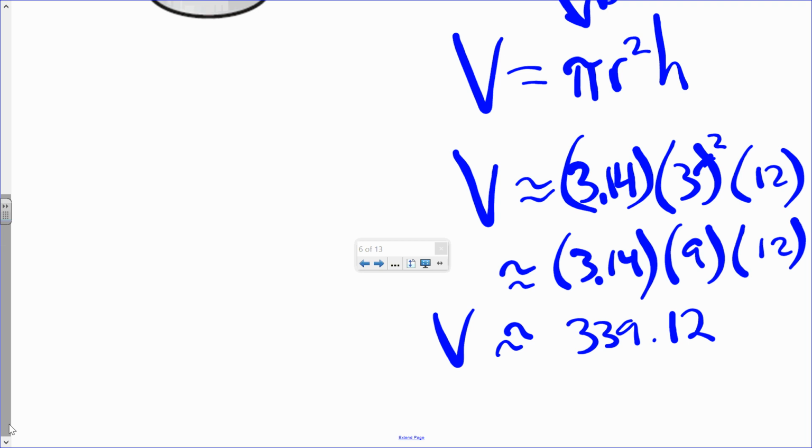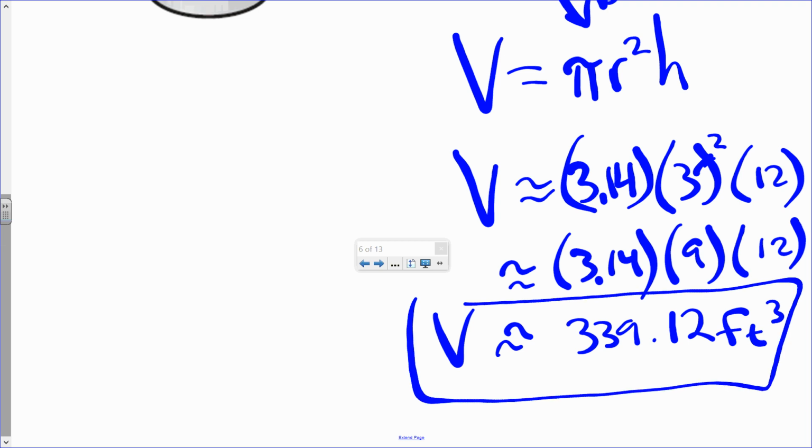What kind of feet? It's volume, though. It's 3-dimensional. They're cubic feet. Cubic feet. That's how many cubes will fill that cylinder. Okay, you got to imagine this right. Cubic feet. Done.